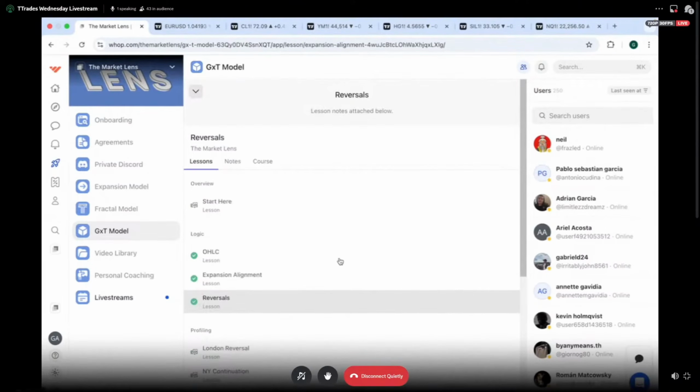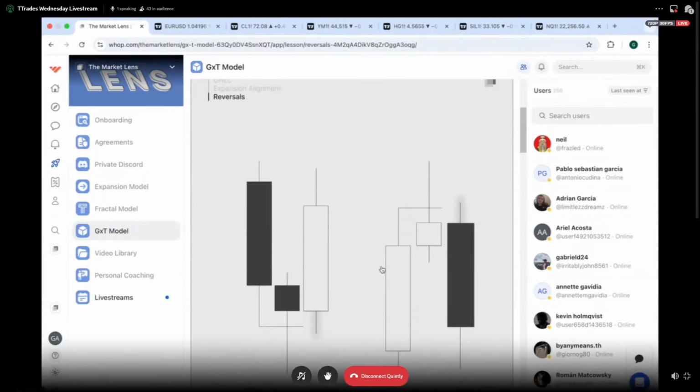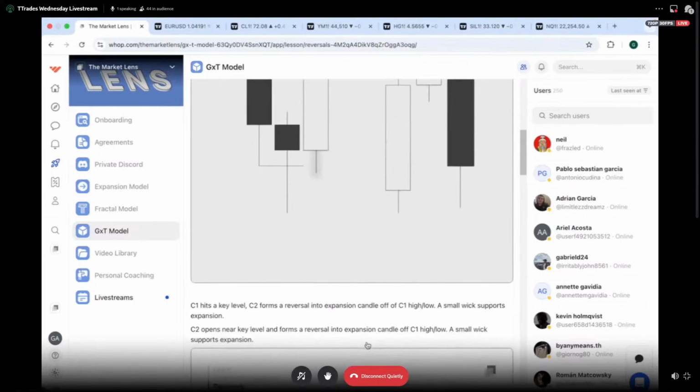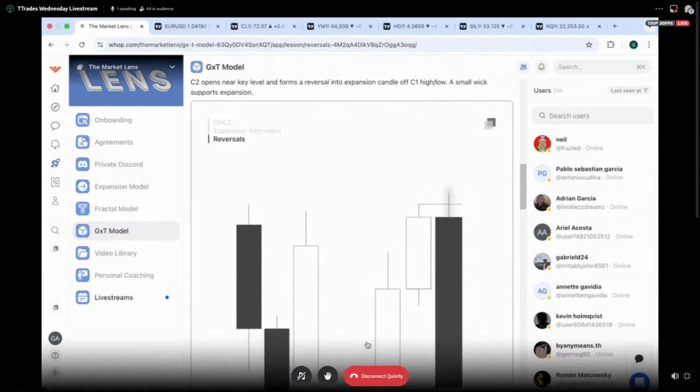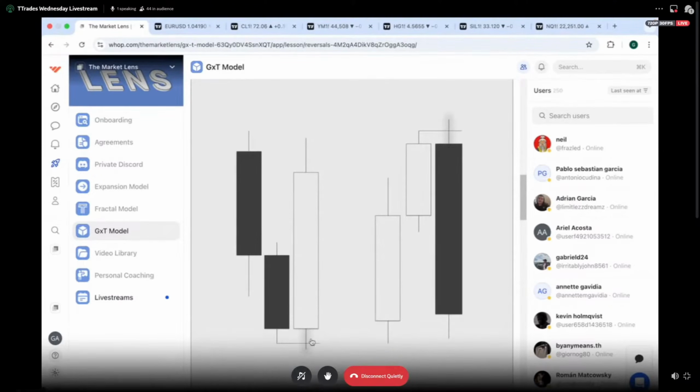So reversal types. There are 3 ways I look to trade reversal candles. The first one is obviously one we all know, right? Next day model or C2 closure. We fail to close over candle 1. We look to trade candle 3 away from that reversal. Now this is something that's a little bit new to you guys. This is a candle 2 reversal into expansion.